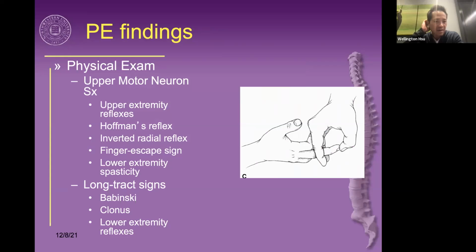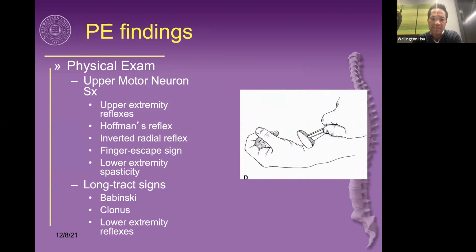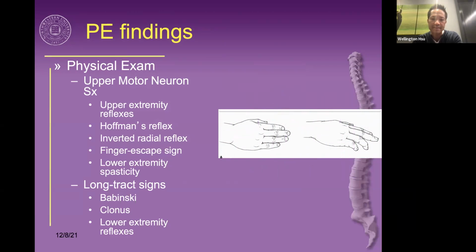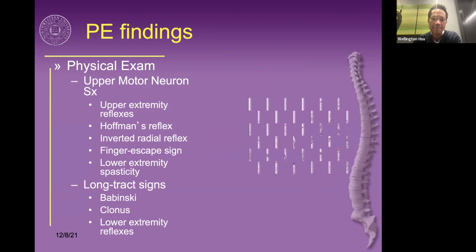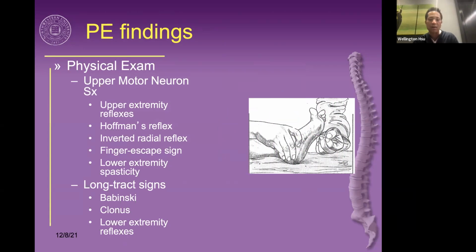These are the physical exam findings that you all know. We've got the Hoffman's reflex, inverted radial reflex, the finger escape sign, Babinski. All of these should be tested.